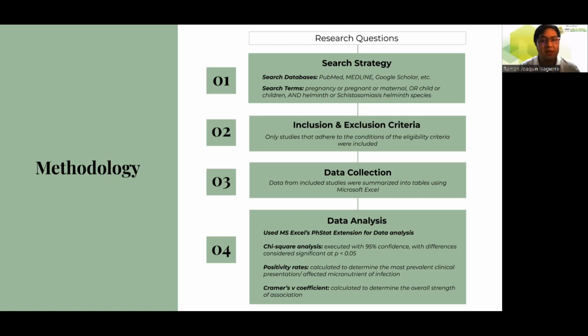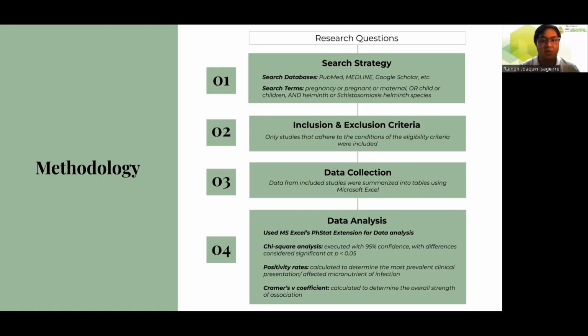To be able to conduct this meta-analysis, the following methodology was done. Starting with the research questions, published studies were searched from various online databases such as PubMed, Medline, and Google Scholar using the specific search terms. But in line with the study's scope and limitations, selection was further narrowed using the previously described inclusion and exclusion criteria. Upon choosing the studies, data from such sources were then collected and summarized into tables using Microsoft Excel. Finally, data analysis was performed using the PHStat extension of Microsoft Excel.